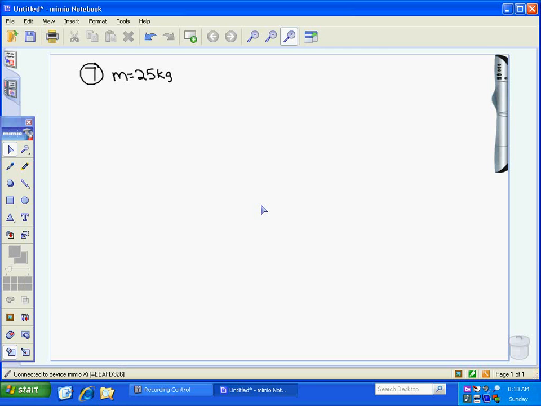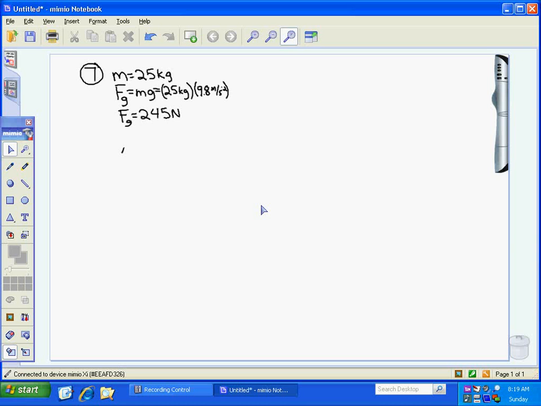Now whenever I write down mass, and I'm going to have force problems, I'm going to write down the weight of the object, which is just the force of gravity, which is going to be equal in this case to 25 kilograms times 9.8 meters per second squared. So the force of gravity, which is the weight, is going to be equal to 245 newtons.